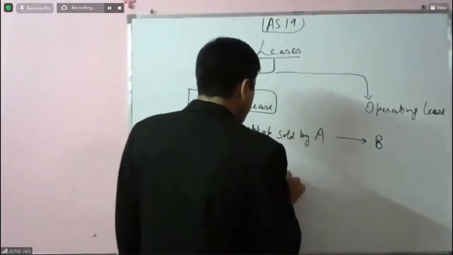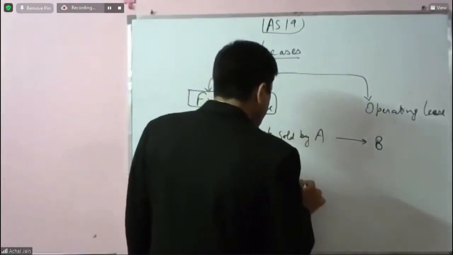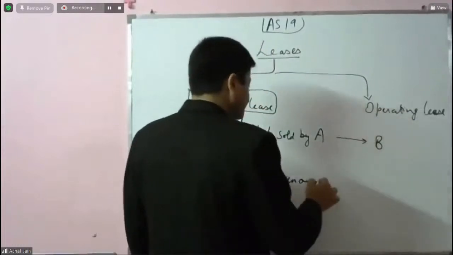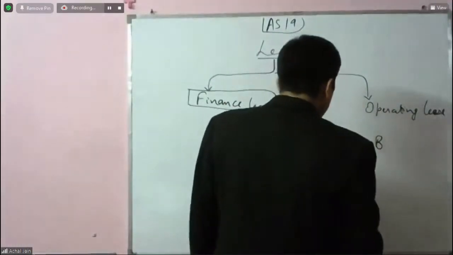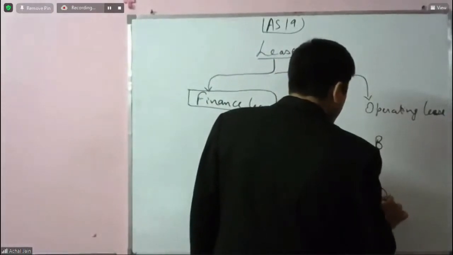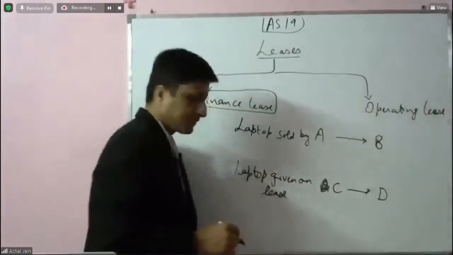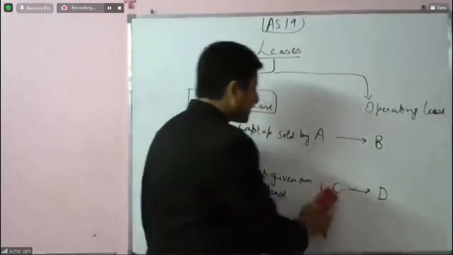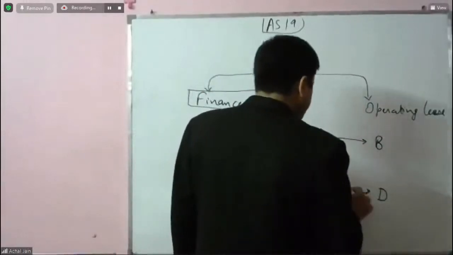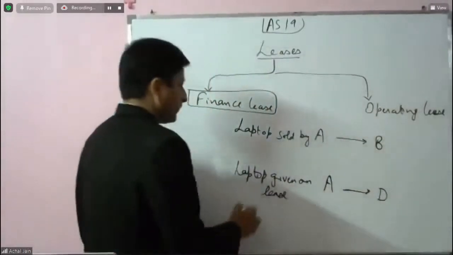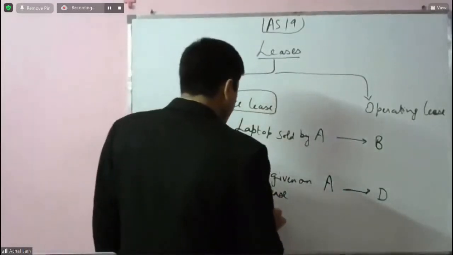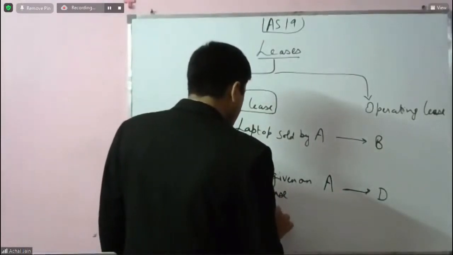Laptop given on lease by C to D. So let me just make it once again, A to D. Over here, the lease period is, say, 3 years.